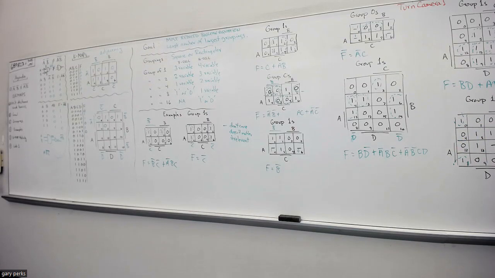Okay, so we would have F equal to, and then what 2 variables are common to the corners? What is it? Yeah, B naught, E naught, right? Because the corners are all in the not B rows.